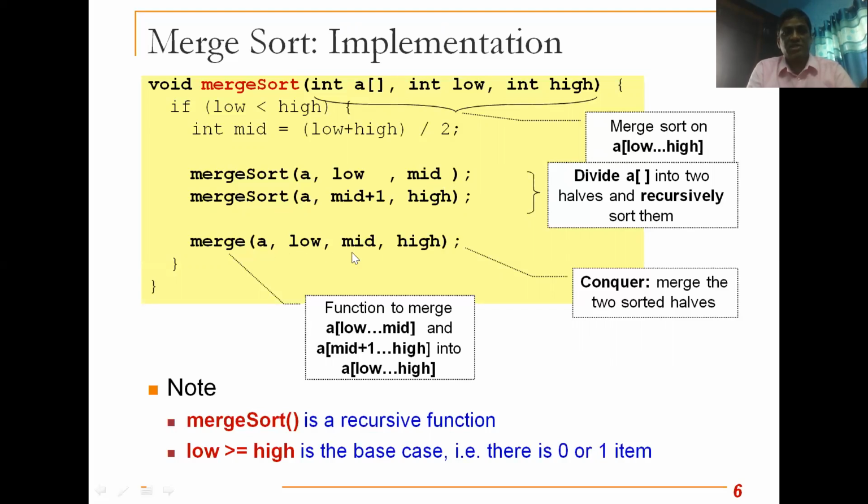This shows that A of low to mid is the first half, the first sorted list, and A of mid plus 1 to high. If you know mid, you know mid plus 1 also. So mid plus 1 to high indicates the second sorted list. Okay, so A of low to mid is the first sorted list, A of mid plus 1 to high is the second sorted list. So we merge them into a single sorted list, A of low to high. Okay, right.